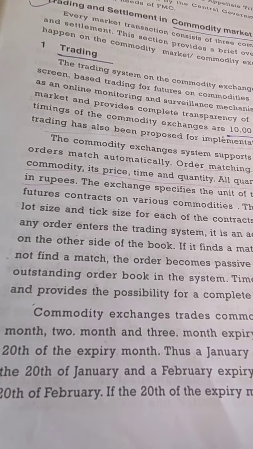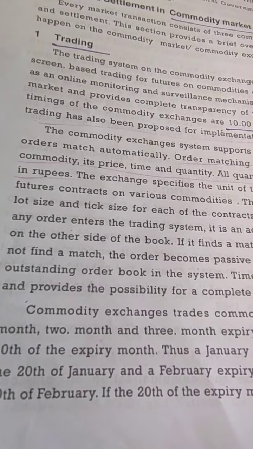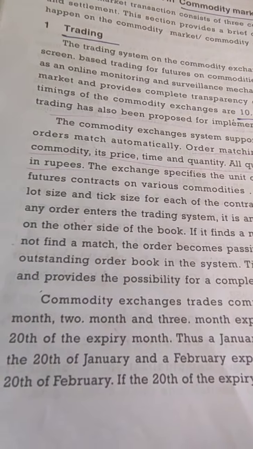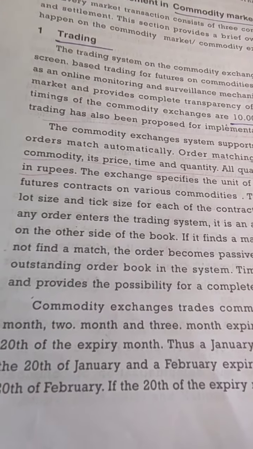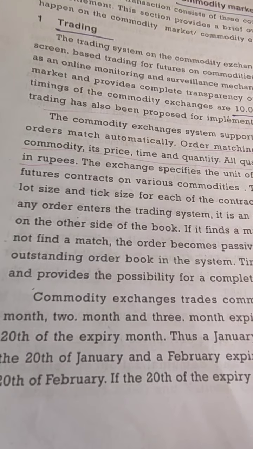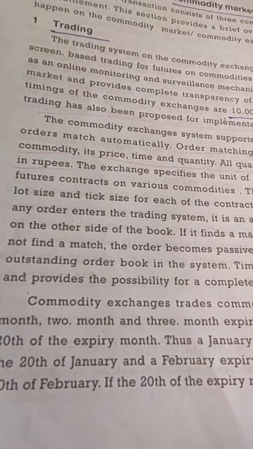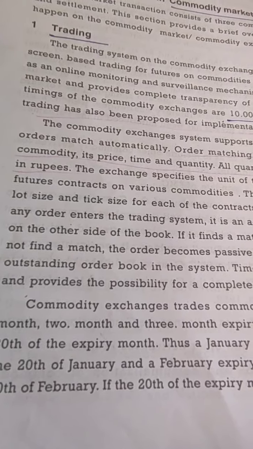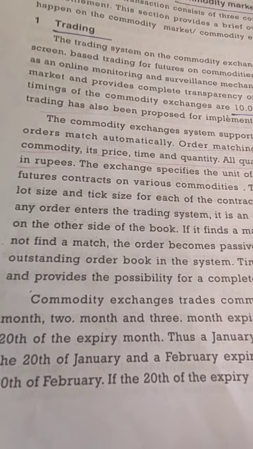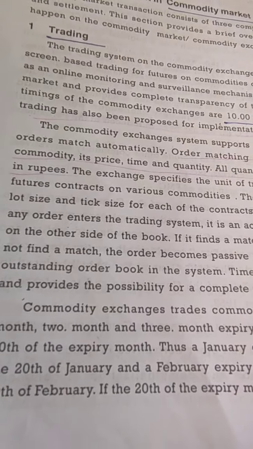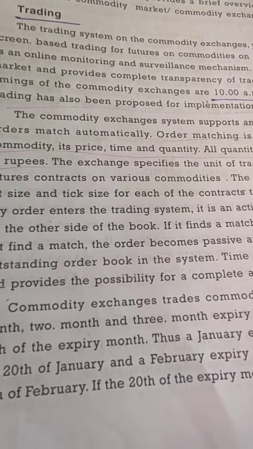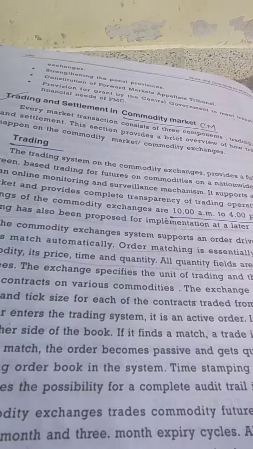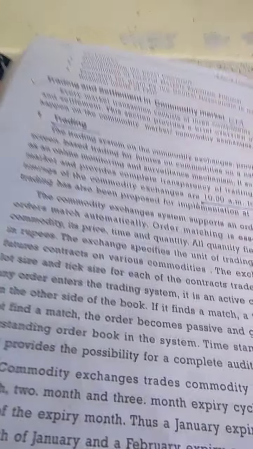Okay, so when the order enters the trading system, it is called an active order. So looking into the lot size and tick size, whoever requires that particular lot and tick size will try to place an order. Once the order enters the trading system, it's called an active order, for which the order match has to be found in the exchange. If the order finds a match, then the trade is generated. If the order does not find a match, then the order becomes passive and gets queued up as an outstanding order, for which they'll try to find a match.